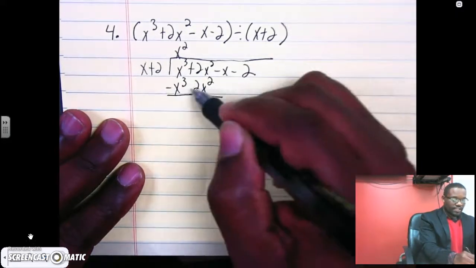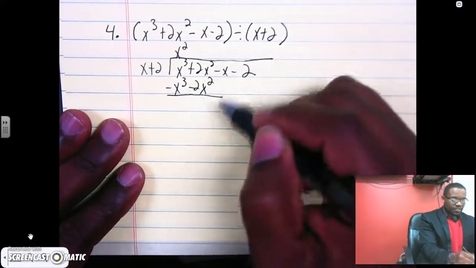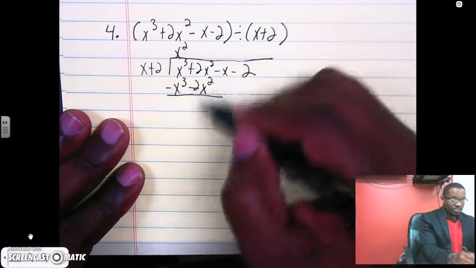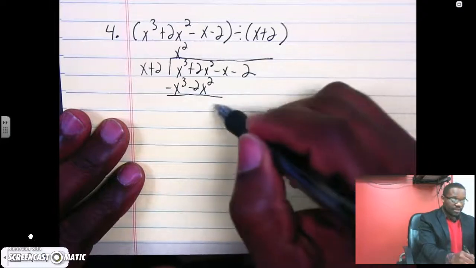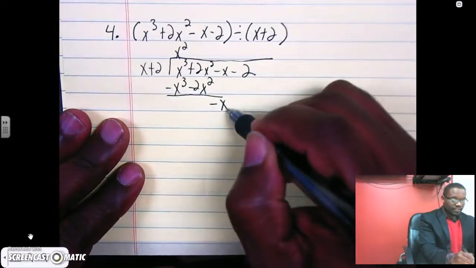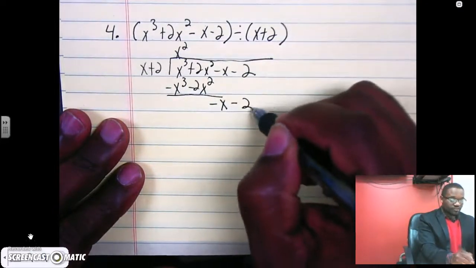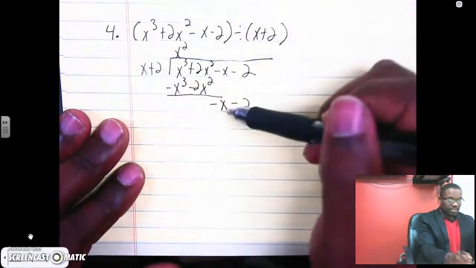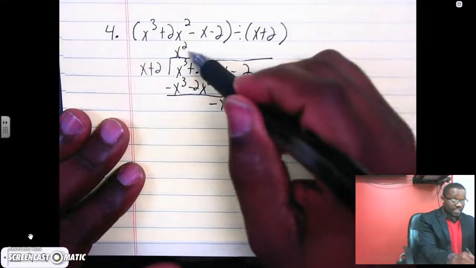Draw your line and change your signs. And so this becomes 0. See how both of those become 0? That happens from time to time. So all I have left is negative x minus 2. All right? So what do I multiply x by to be a negative x? And that's simple. It's negative 1.